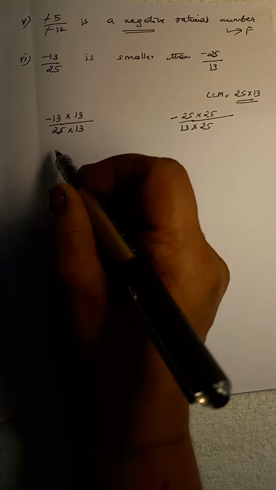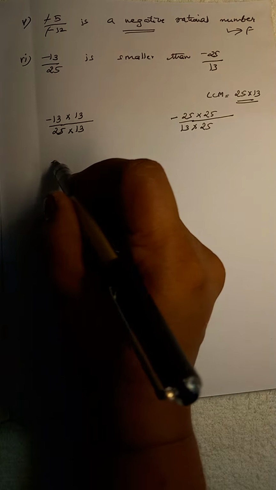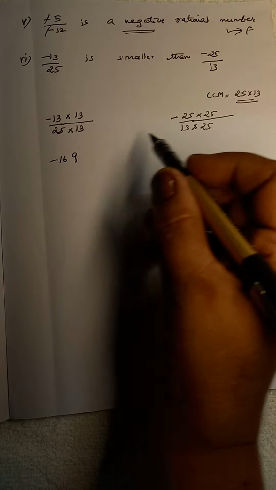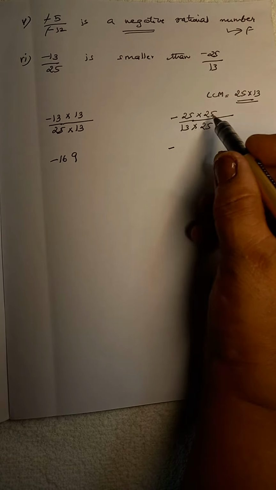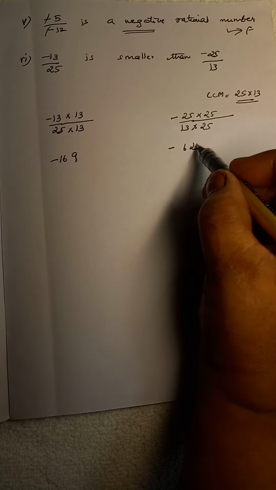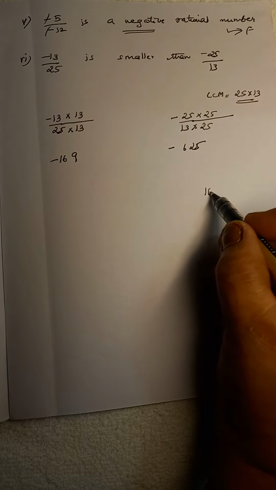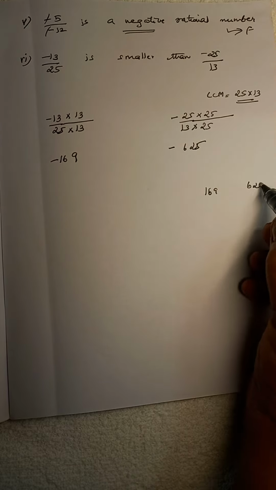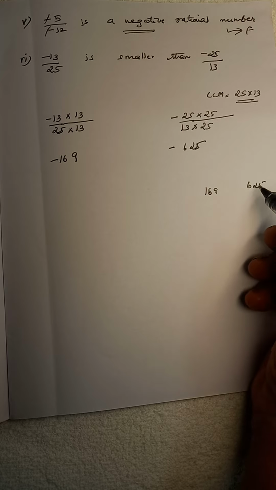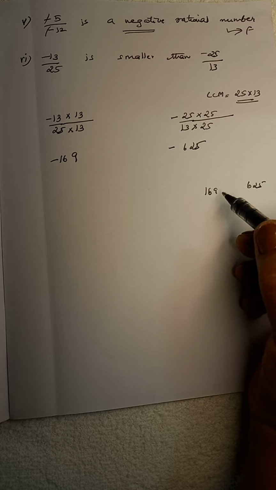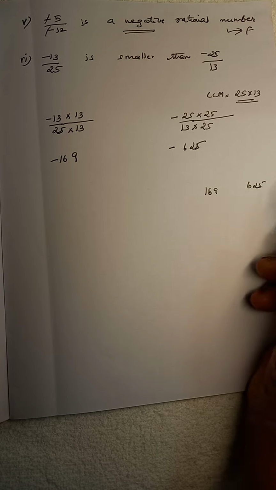What is then minus 13 into 13? Minus 169. Here minus 25 into 25 is minus 625. Now if you take 169 and 625, which is greater? Clearly 625 is greater, or 169 is smaller than 625.